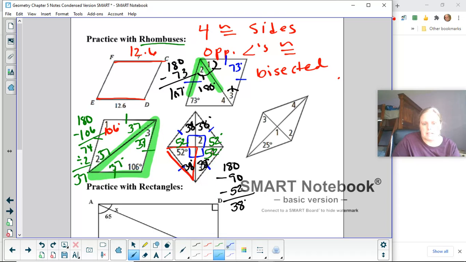Whew, all right. I would really love for you to try the last rhombus all on your own, and then check your answer to see if you got it right. All right, here's the answer.